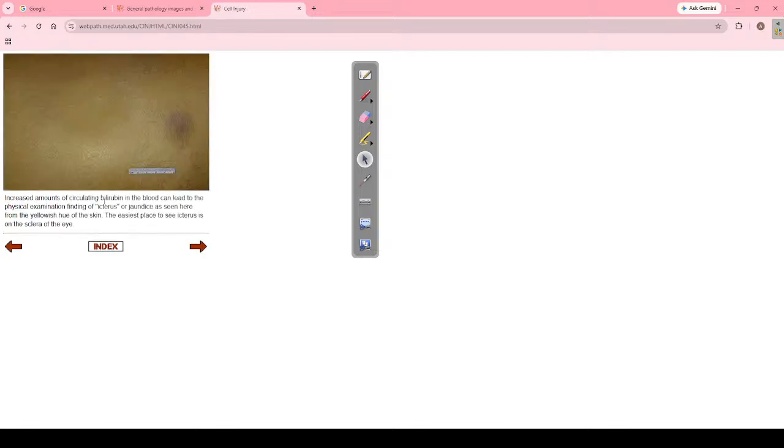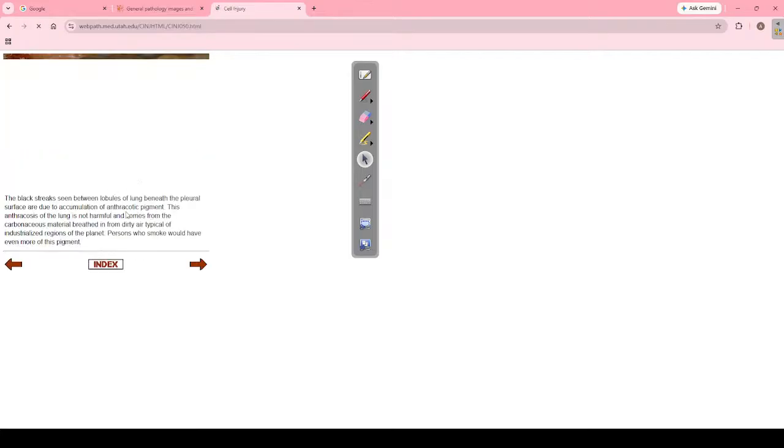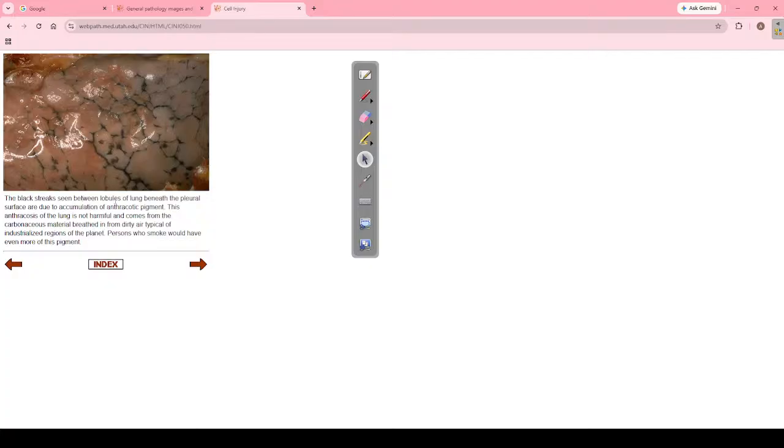Next we have increased amount of circulating bilirubin causing physical examination of icterus, which is seen in the yellowish hue of the skin. The easiest place to see is the sclera of the eye because of excessive amount of yellow fibers.